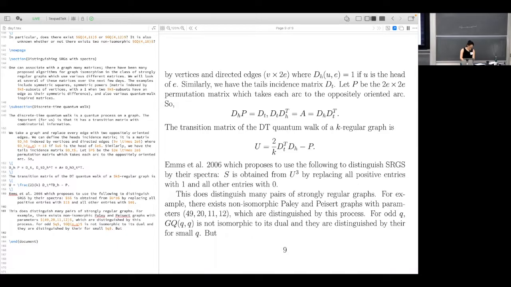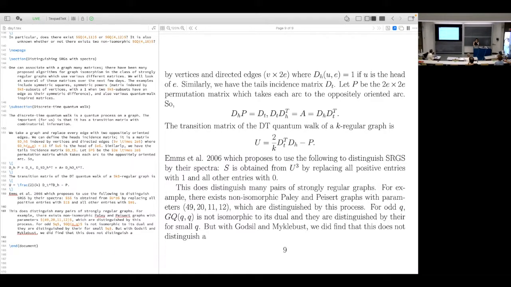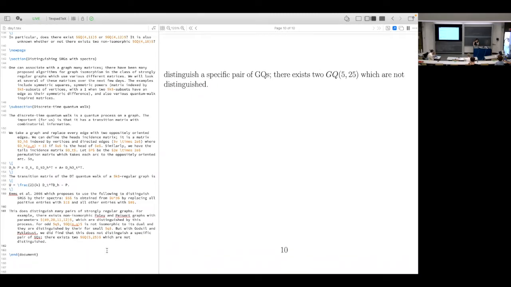But this algorithm doesn't always work, because we did manage to find a counterexample with Götzel and Tor-Michelbust. We did find a specific pair of GQs that this does not distinguish. In particular, there exist two GQs with parameters (5,25), which is the smaller one, that are not distinguished. This was a deeply painful thing to compute because that matrix is 98,280 by 98,280, dense, a 0-1 matrix, and not symmetric.